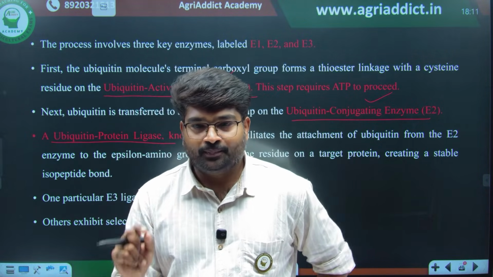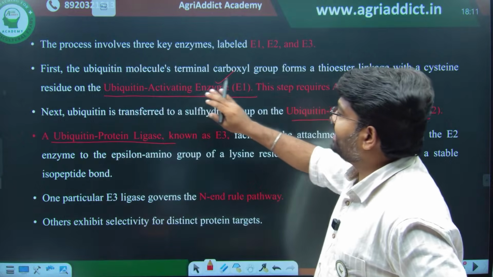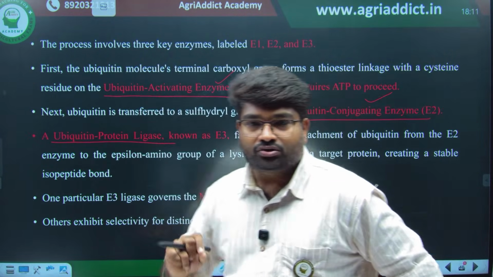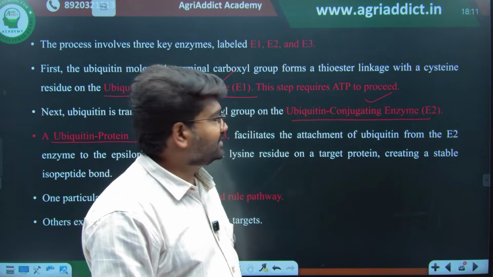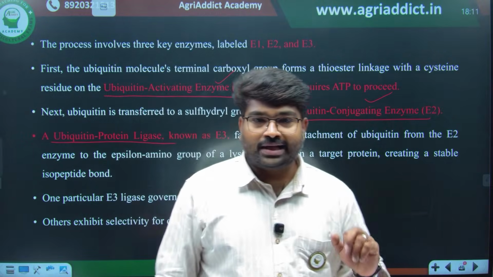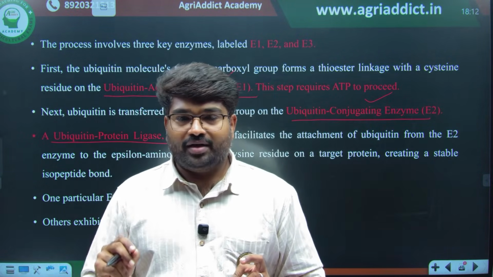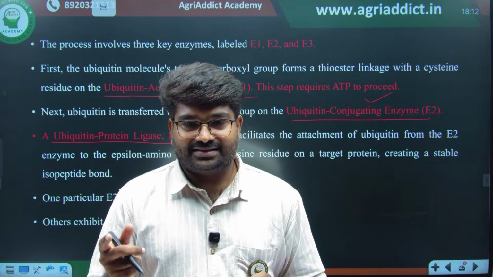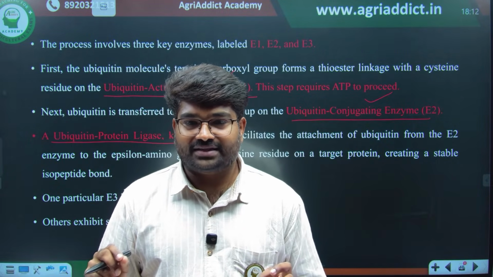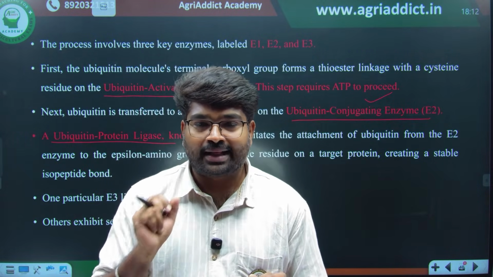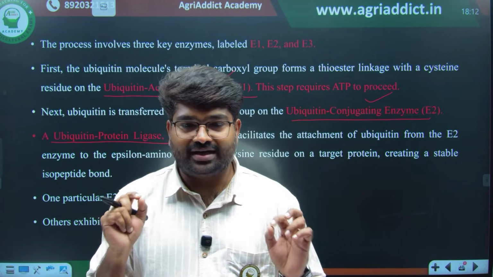I am saying again. E1 is ubiquitin activating enzyme. E2 is ubiquitin conjugating enzyme. And E3 is what? Ubiquitin protein ligase. This is very important. Ubiquitin protein ligase. These are the three classifications of enzymes involved in ubiquitin mediated protein degradation.